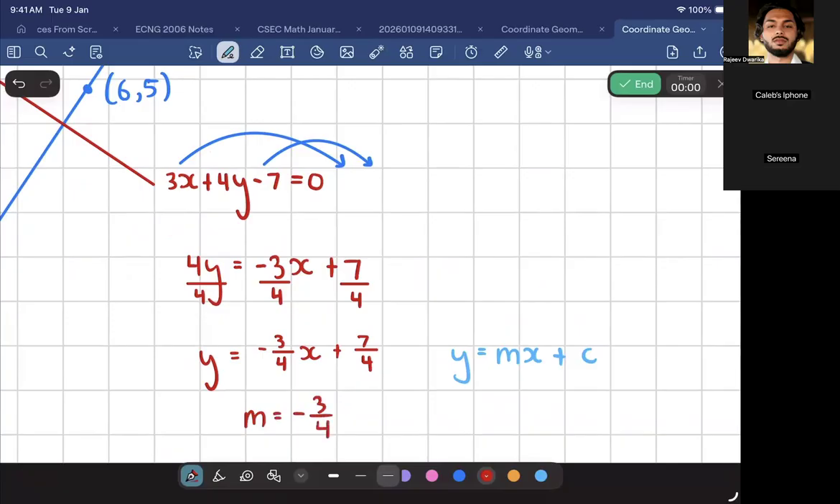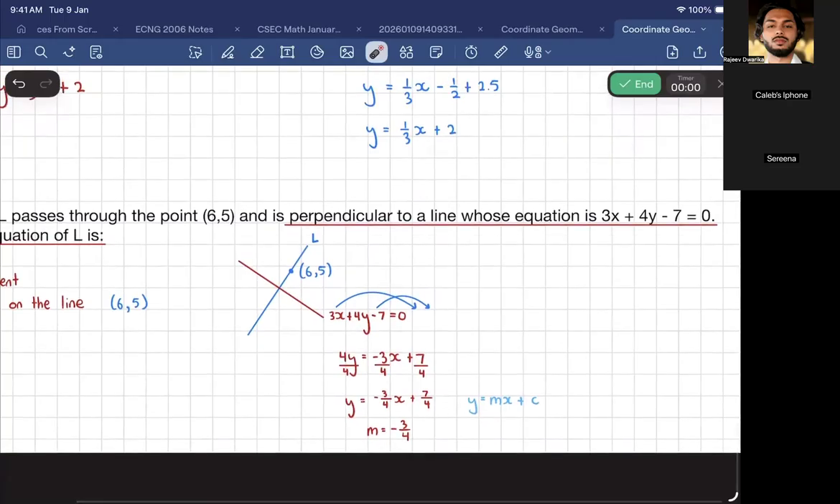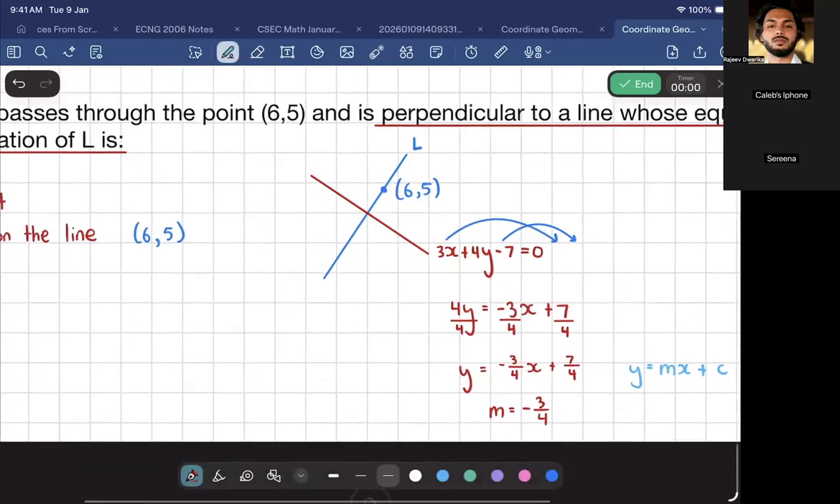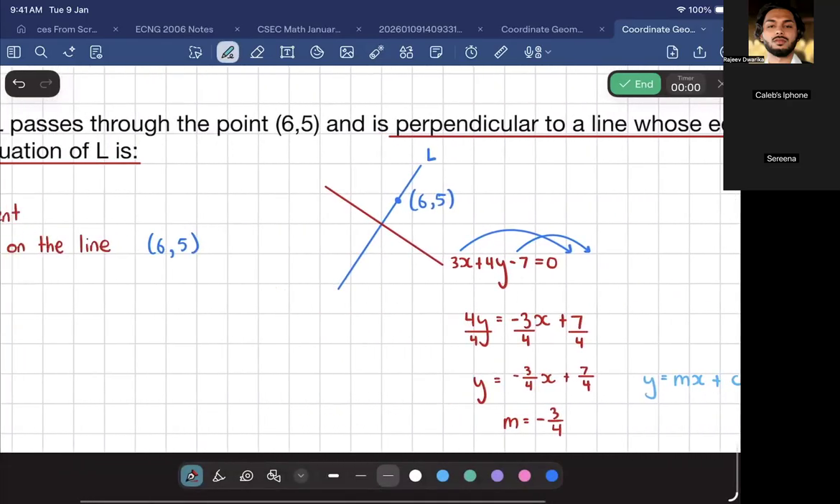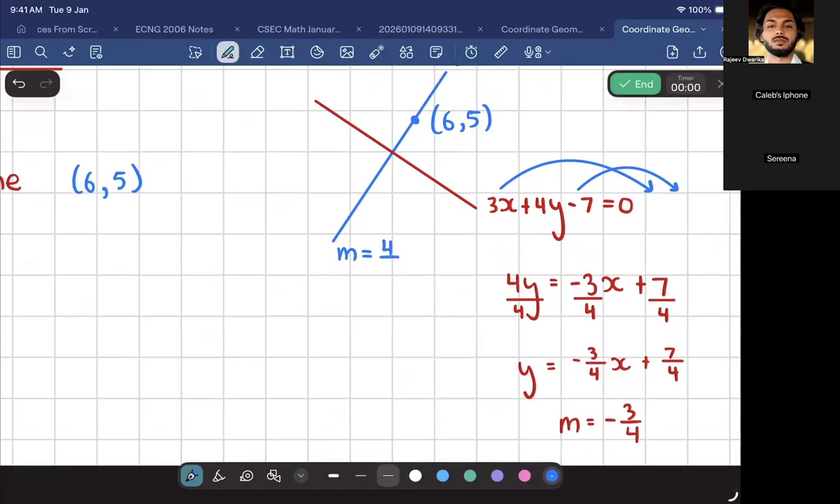Let's look back carefully, right? So this is a red line, and this is line L. No, that's the gradient of the red one. Right, that's the gradient of the perpendicular line. So how am I going to use the gradient of the perpendicular line to figure out the gradient of the blue line? 4/3. Yes, you have it. Big up you. So the gradient for the blue line is going to be 4/3. You just flip it and you change the sign.